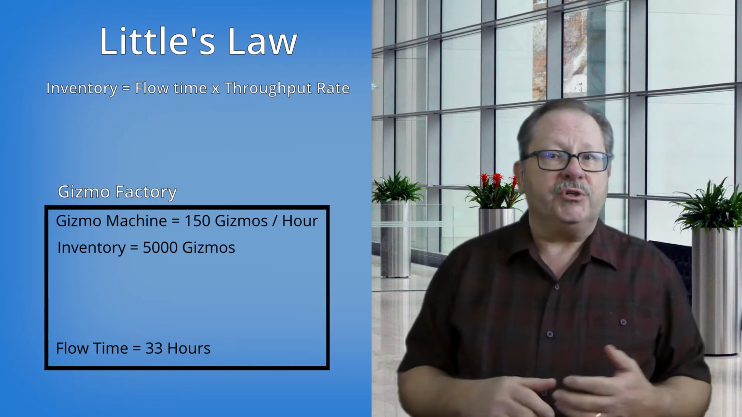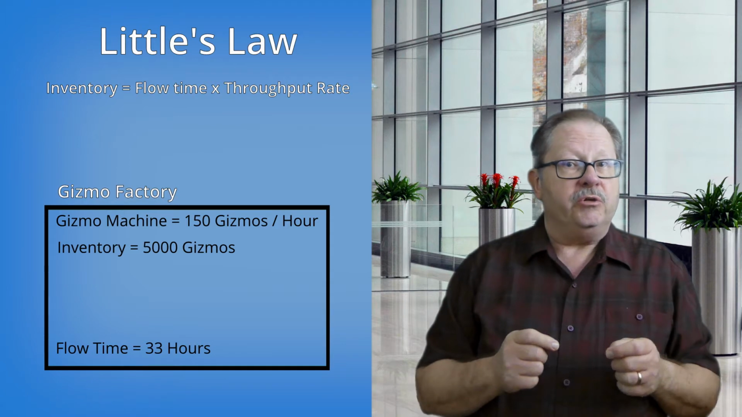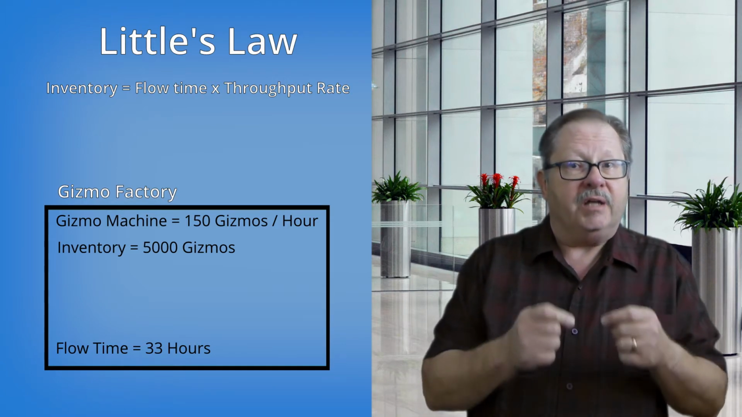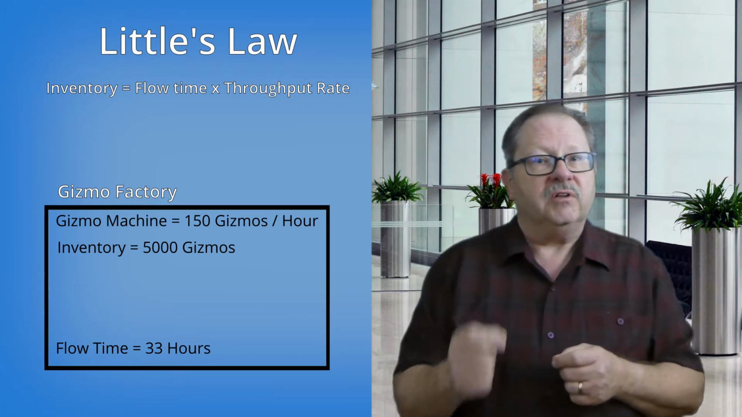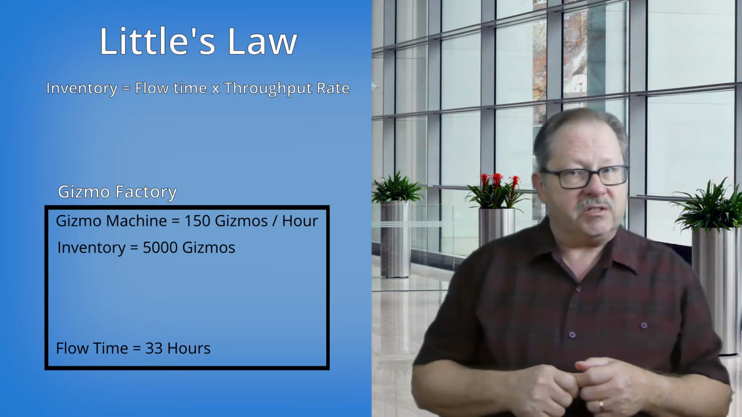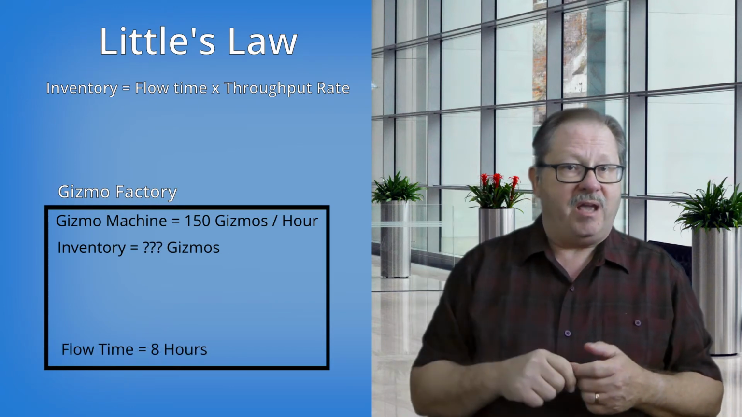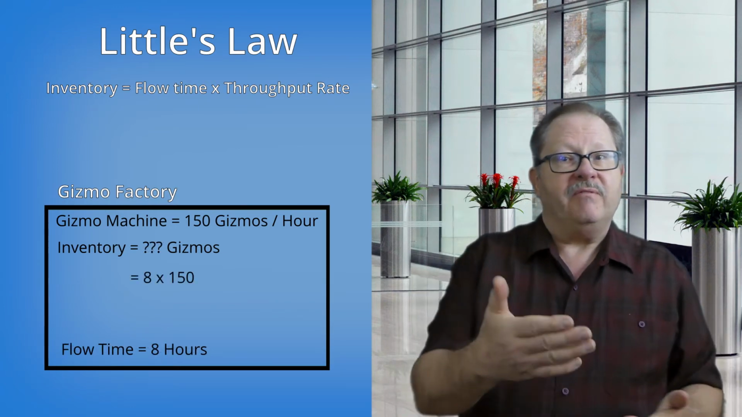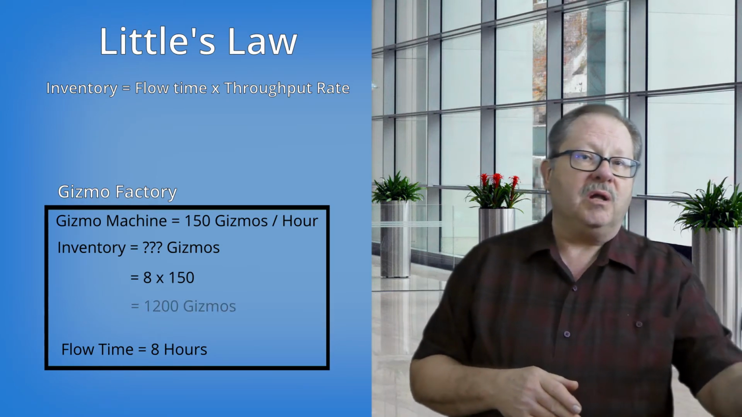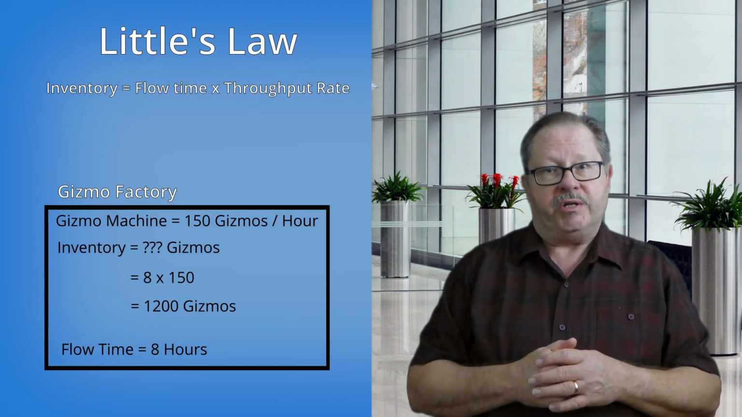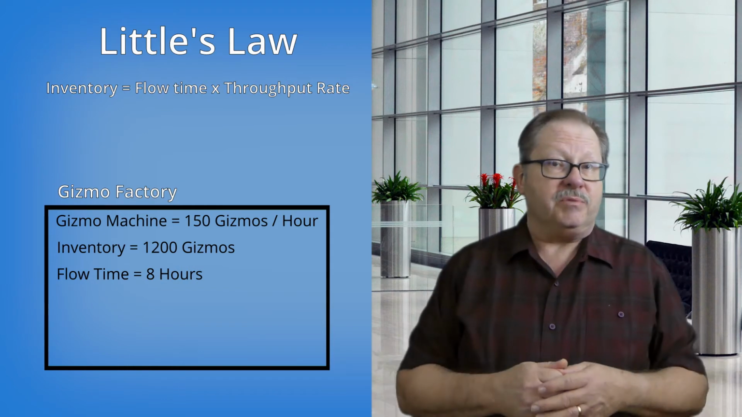In fact, it's absurd to think that we would want to maintain our previous flow time getting a new machine that was specifically bought to move product faster. Instead, let's set a target flow time and see how that affects our inventory count. So let's start with 8 hours, 33 down to 8. Now we have a flow time of 8 hours times 150 gizmos per hour. That gives us 1,200 gizmos in inventory or storage. We actually haven't saved any space from our previous 1,000 items in inventory.